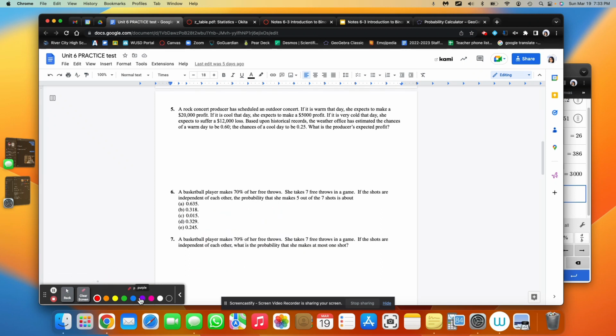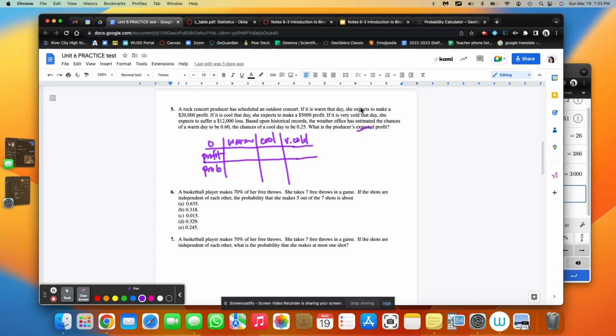All right, number 5 is another expected value problem since it's asking for our expected profit. So I'm going to make a table again. We have our outcome, profit, and the probability. In this particular case, we have the outcome of it being warm, an outcome of it being cool, and then an outcome of being very cold.